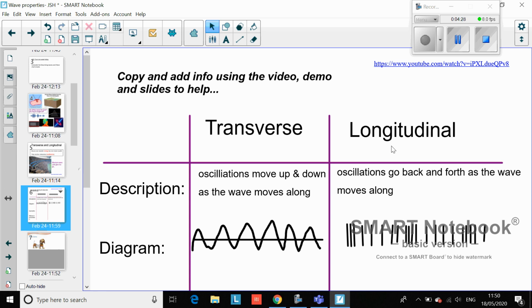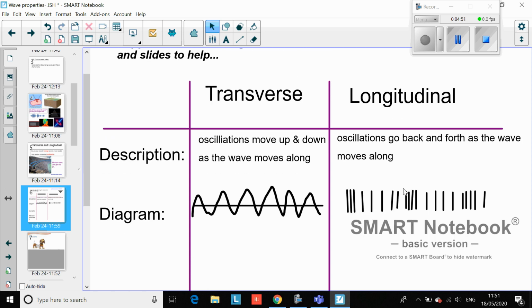Okay, now with this one, a longitudinal wave, the oscillations, so the movements, are not up and down, but back and forth as the wave moves along. So the wave might be going along in this direction, but what you get is a backwards and forwards movement. So basically, particles get compressed here and here and here. Let's move that down so you can actually see it. So compressed, so squished together, but then spread out here and here. So think of them as being compressed and spread out for longitudinal, but up and down for transverse.